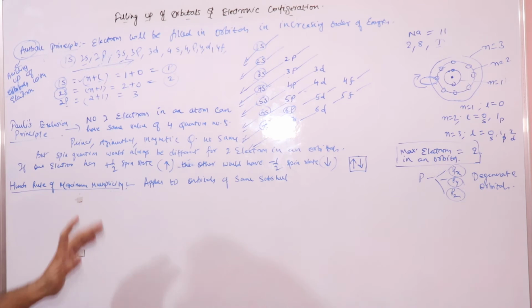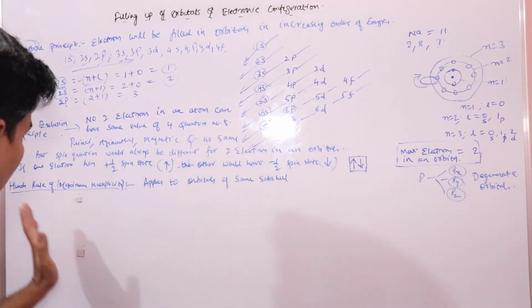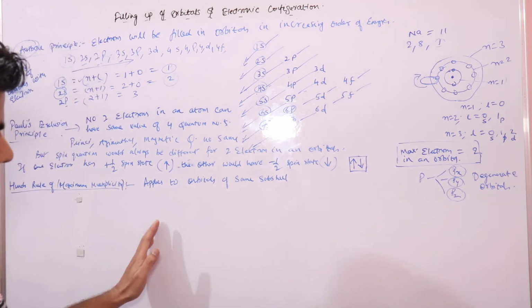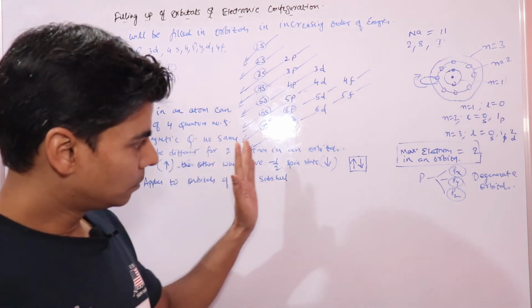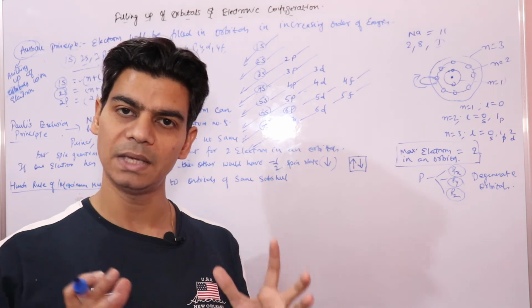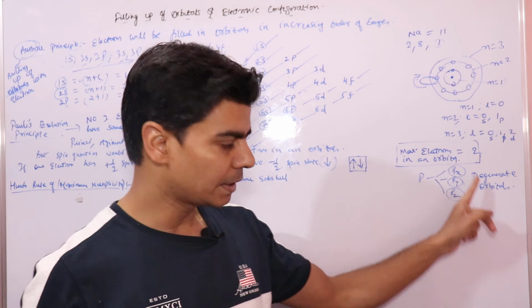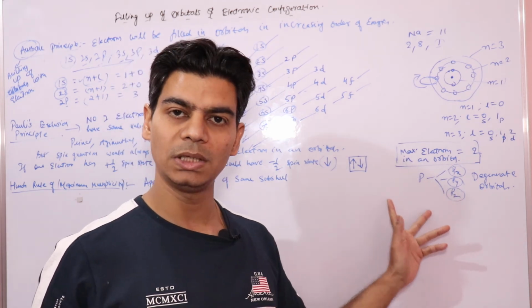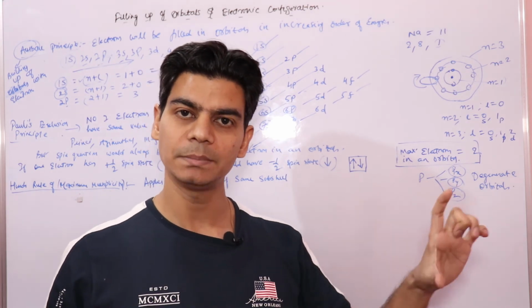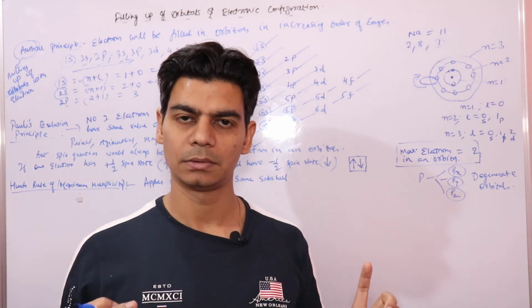So Hund's rule of maximum multiplicity, we'll see what it means by maximum multiplicity in a moment. Hund's rule of maximum multiplicity guides us to fill up electrons in the orbitals of same subshell, right? And it tells us that the pairing in orbitals of the same subshell will start once all the orbitals are half filled, right?